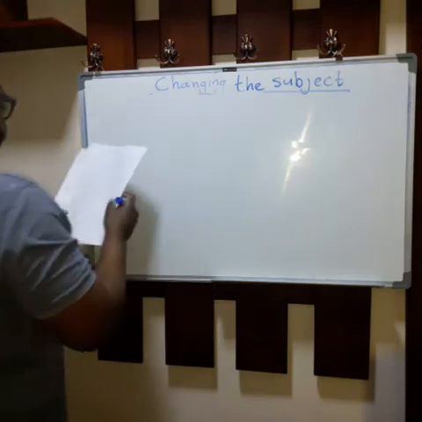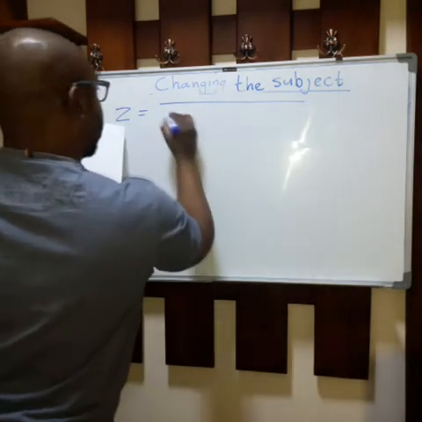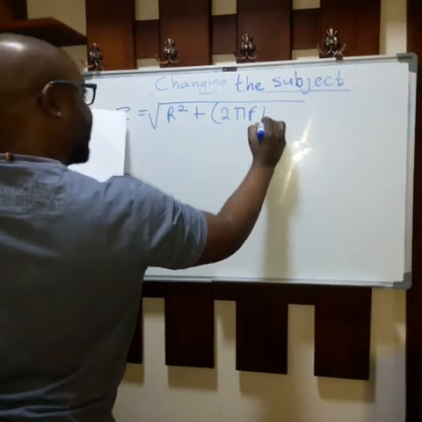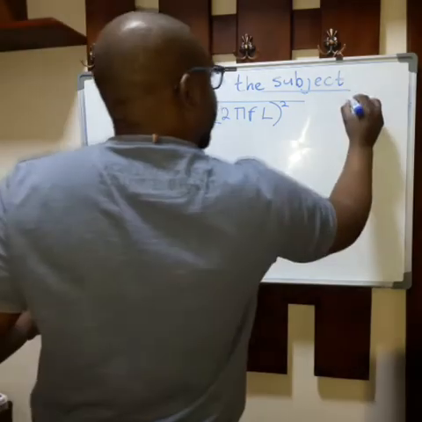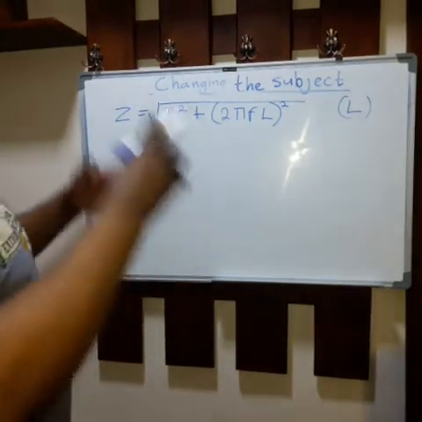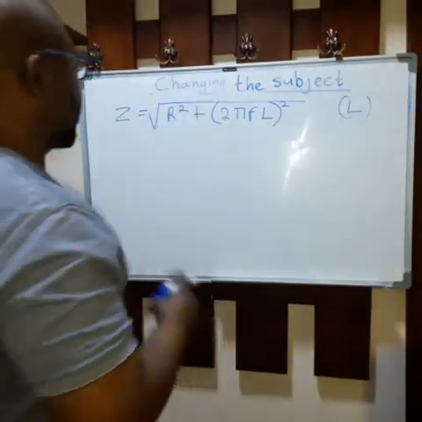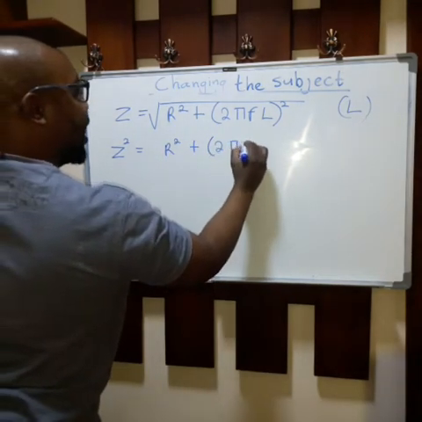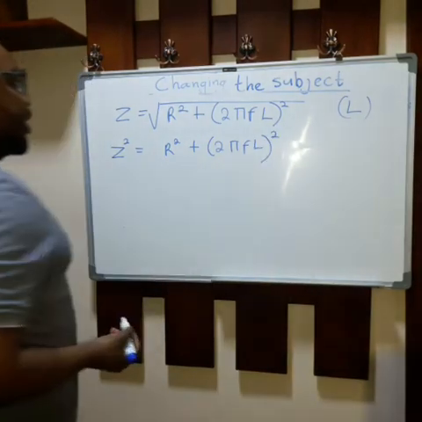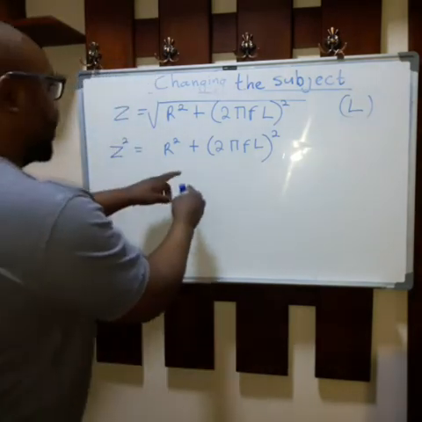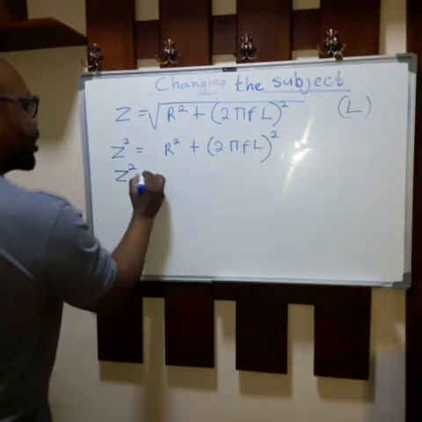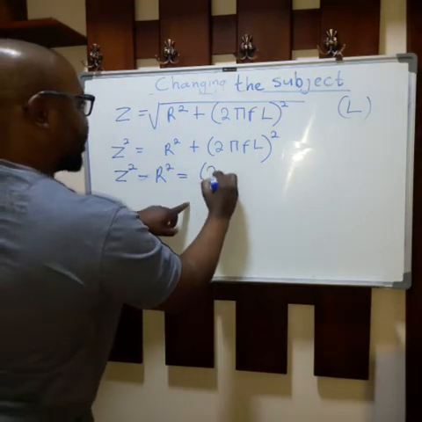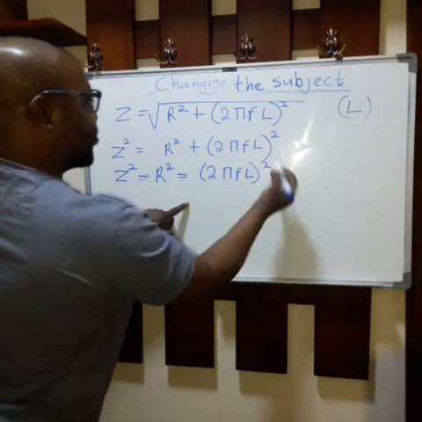The second example was as follows. It was Z is equal to root of R squared plus bracket 2 pi f L bracket squared. And they wanted you to make L the subject of the formula. So the first thing we do is we have to remove the root sign on the right side and we square the left side. So I have Z squared is equal to R squared plus bracket 2 pi f L bracket squared. Okay? The next phase is I can make R squared go to the left side to be Z squared minus R squared is equal to, open bracket, 2 pi f L close bracket to the power 2.